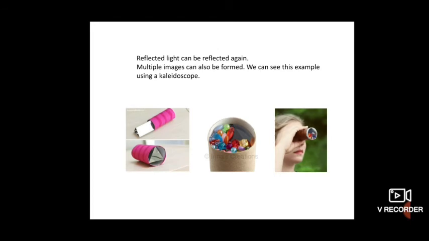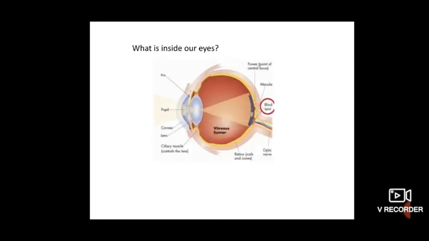To make yours attractive, you can use colored paper like this. Image reflection. If you have time, please make your own kaleidoscope. It will be fun. So what is inside our eyes?